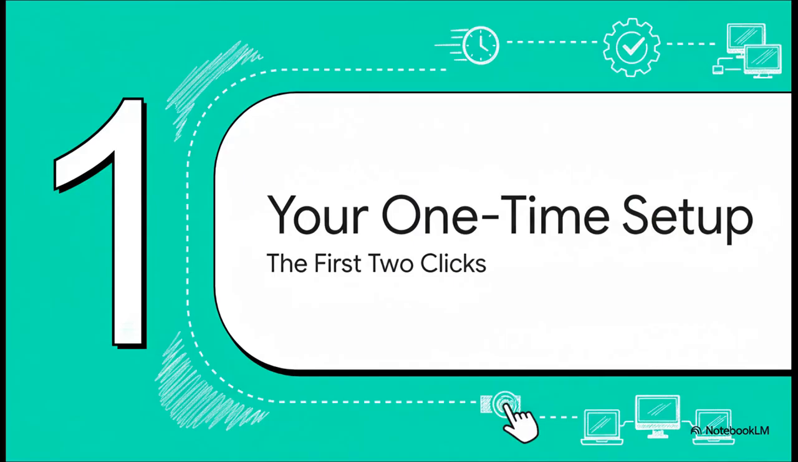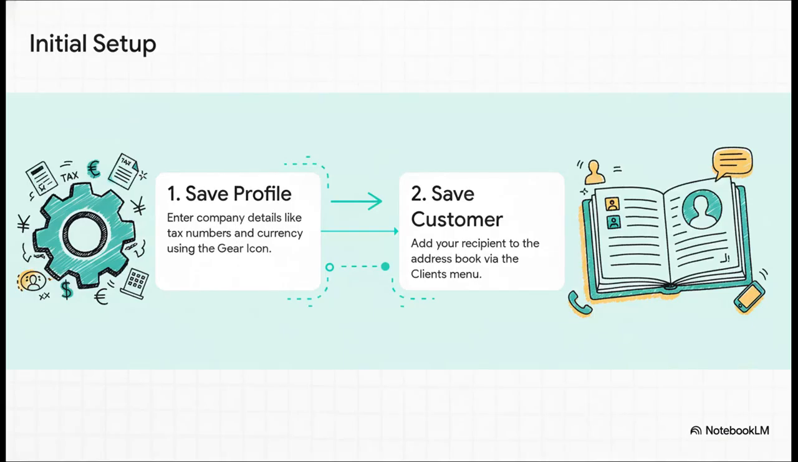All right, so where does our 6-click journey start? Well, with a super quick one-time setup. And I mean quick. This isn't about filling out a bunch of endless forms. It's just the first 2 clicks to get everything personalized and ready to roll. So, click number 1, you'll head over to that little gear icon and save your profile. This is where you put in your company info, your tax numbers, the currency you use, so all your invoices look professional. Then, click number 2 is in the Clients menu. You just add your customer's info. Honestly, it's as easy as adding a new contact to your phone's address book.